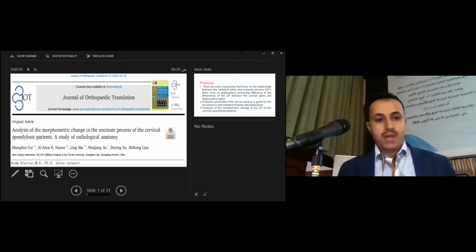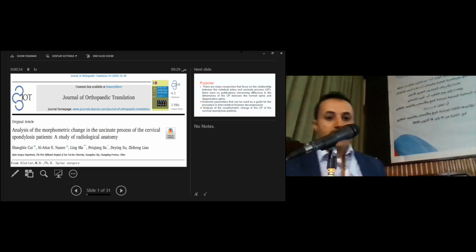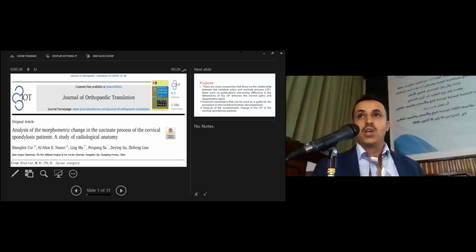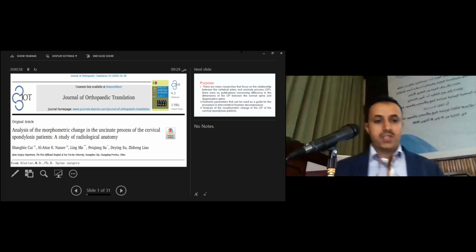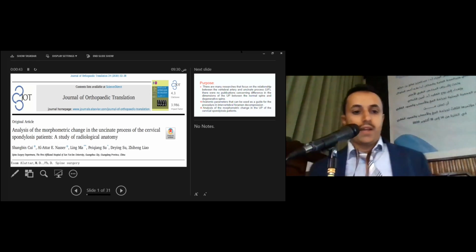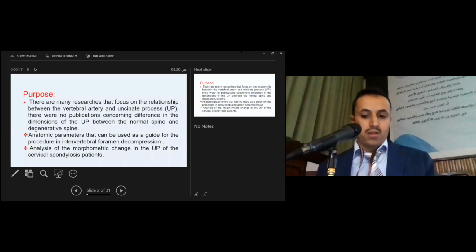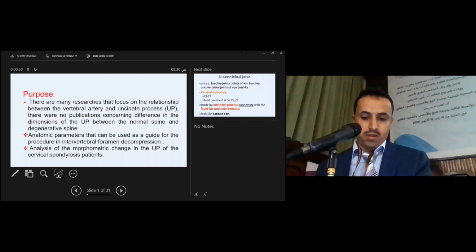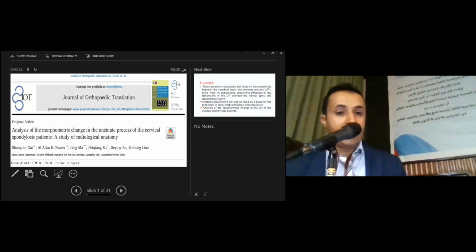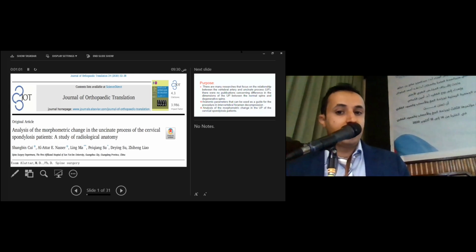My topic today is my article about the analysis of the morphometric change in the uncinate process of the cervical spondylosis patient, a study of radiological anatomy. It was already published last month, September, in the Journal of Orthopaedic Translation, and the impact factor of this journal is 3.9.